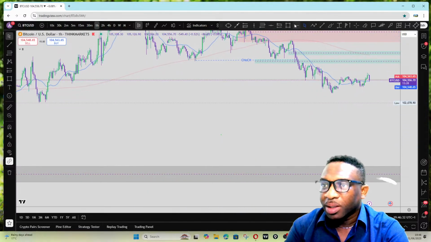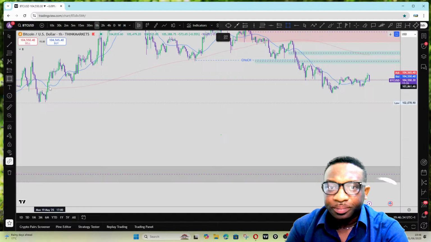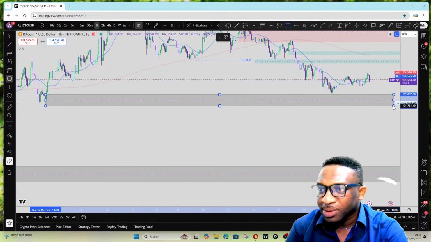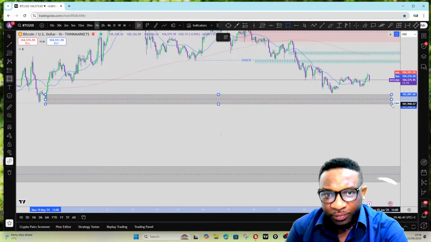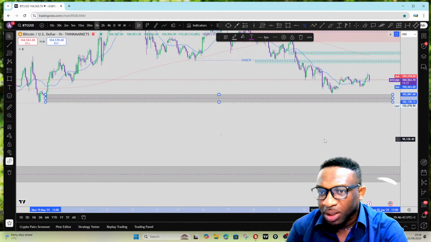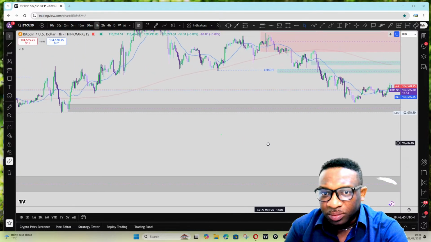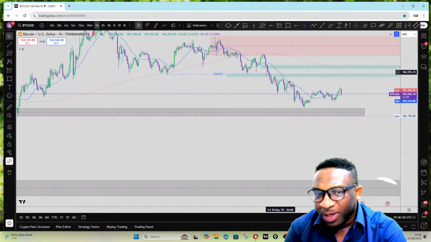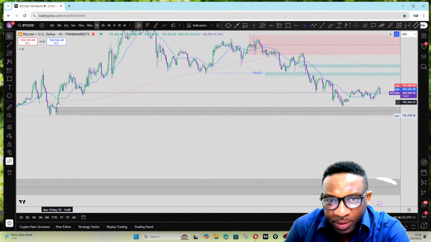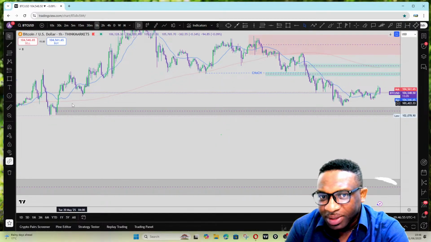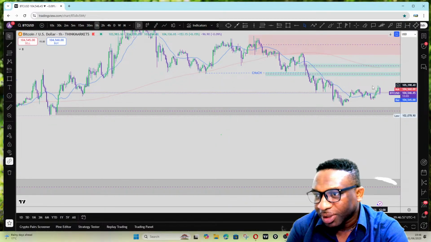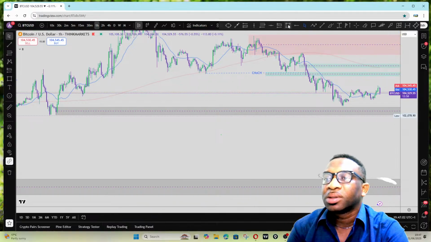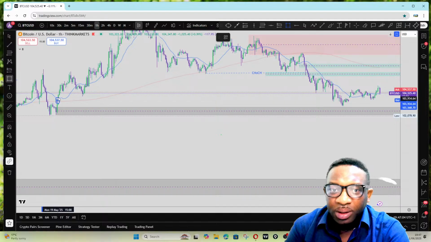So right here we have another point of interest that hasn't been fully utilized yet. So before this push up, there's an imbalance around this area where price tapped into and is holding there at the moment. Let's mark the area of imbalance.